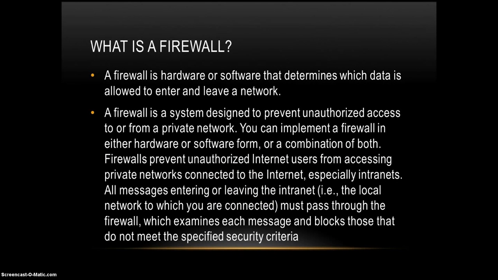What is a firewall? A firewall is hardware or software that determines which data is allowed to enter and leave a network. A firewall is a system designed to prevent unauthorized access to or from a private network. You can implement a firewall in either hardware or software form, or a combination of both. Firewalls prevent unauthorized internet users from accessing private networks connected to the internet, especially intranets.